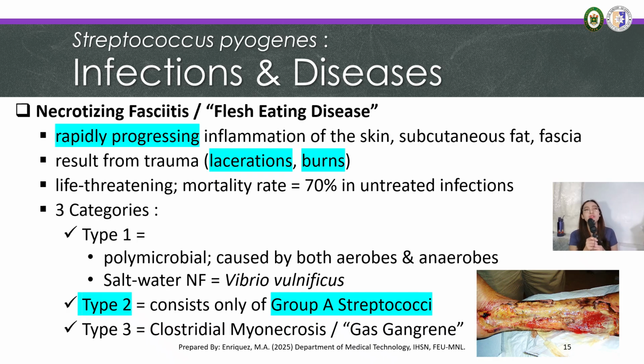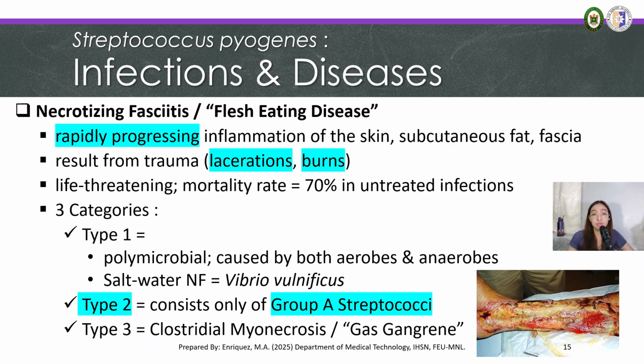All right. So for saltwater NF, classified pa rin siya as type 1, pero iisa lang ang causative agent niya. So this is caused specifically by Vibrio vulnificus. We'll talk more about the Vibrio species when we get to chapter 20 of our discussion. But again, there are two subtypes of type 1 necrotizing fasciitis. First is polymicrobial. It's caused by both aerobes and anaerobes. Next, the second subtype of type 1 NF is the saltwater NF, which is specifically caused by Vibrio vulnificus.